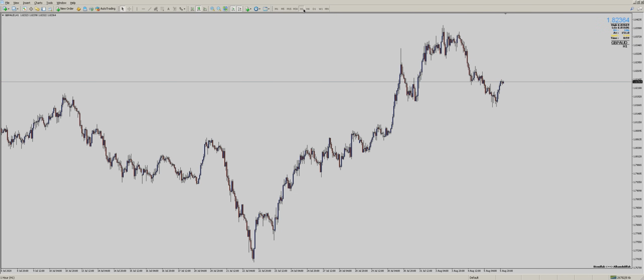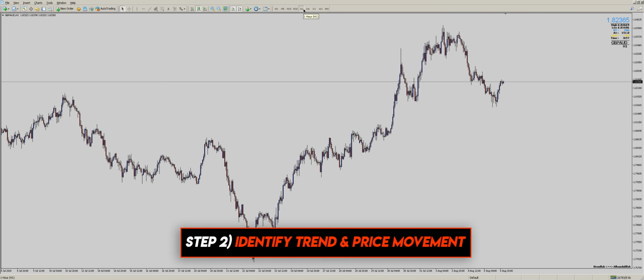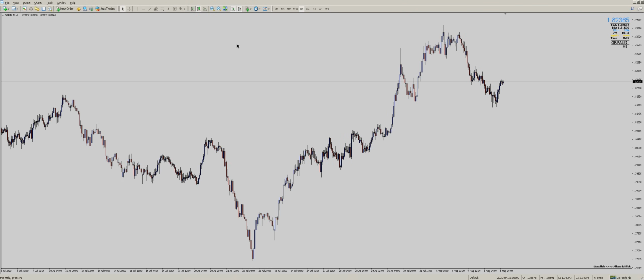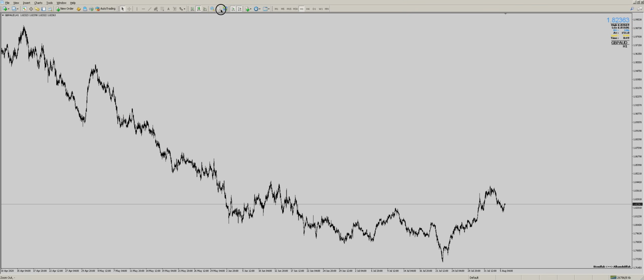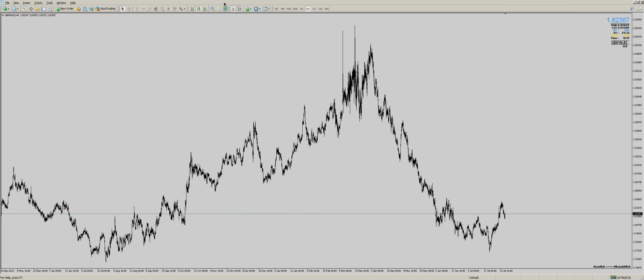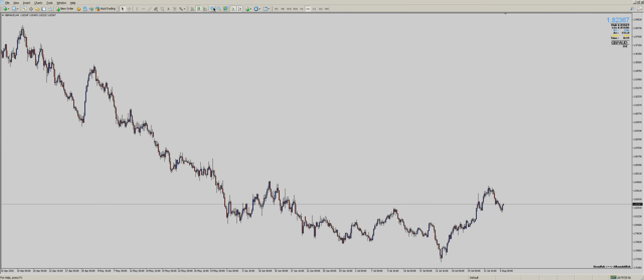Once you've selected your time frame, the next thing to do is to identify trend and price movement. What that means is zoom out and determine what's happening over a long period of time and what's happened. Okay, so as you can see, even if I go on the 4 hour, price has been going down. Pound AUD has been going down. So on the higher time frames, it's on a downtrend. But let's have a look at the 1 hour.